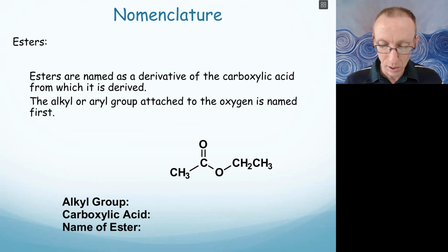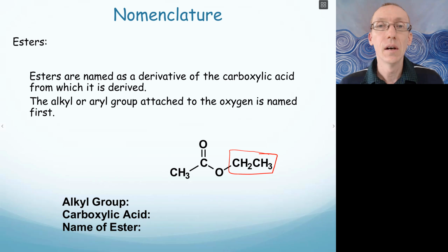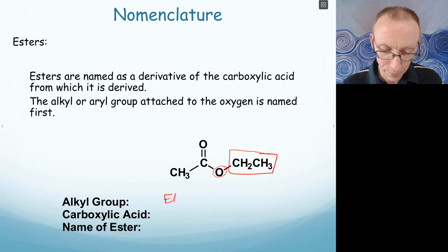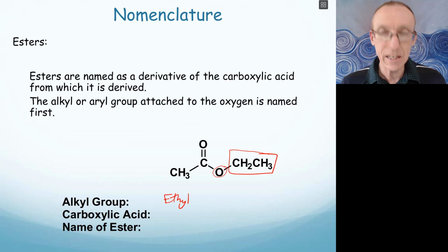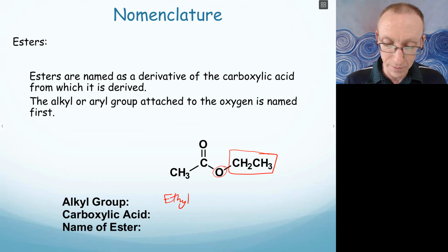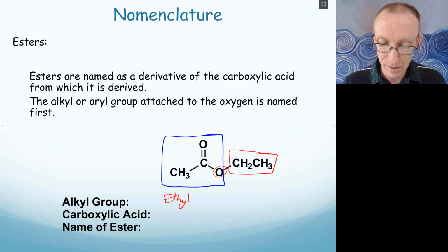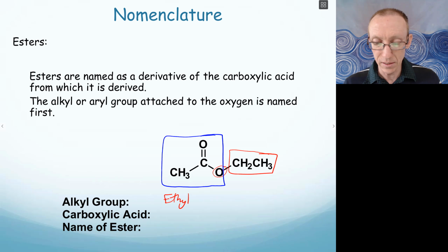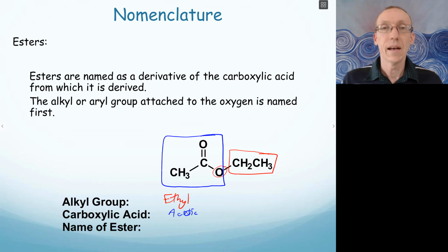So firstly, we look for the alkyl group that's attached to the ester oxygen. So this is an ethyl group, so that's going to be the first part of our name. And then we look for the carboxylic acid from which this is derived. So this would be that part there. So that carboxylic acid is just the 2-carbon carboxylic acid, acetic acid. So that is going to be acetic acid.